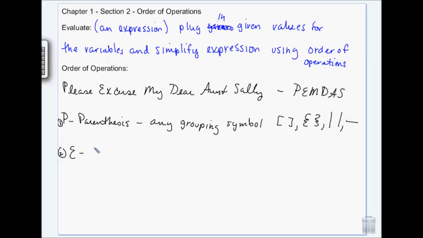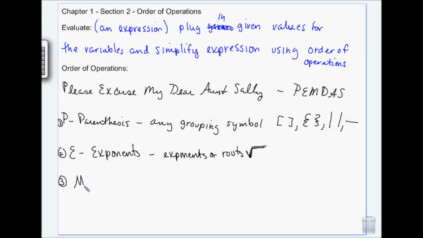So that's first. Second, you do the E, which is exponents. And it's not just exponents, it's exponents or roots, so anything under a radical. Now a radical is interesting because a radical counts as an exponent in the order of operations, but it can also be a grouping symbol. If something is underneath there that you need to do to it, like adding, you do that first and then you take the square root of it.